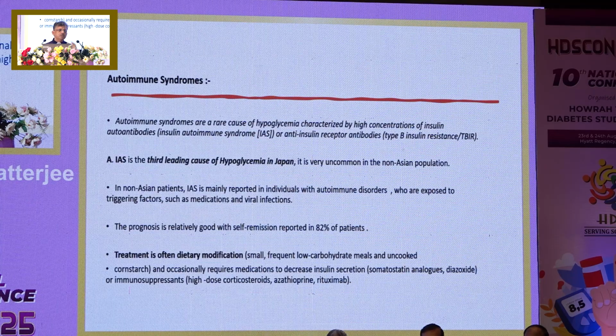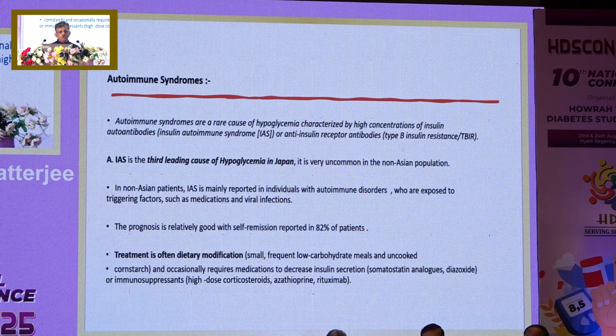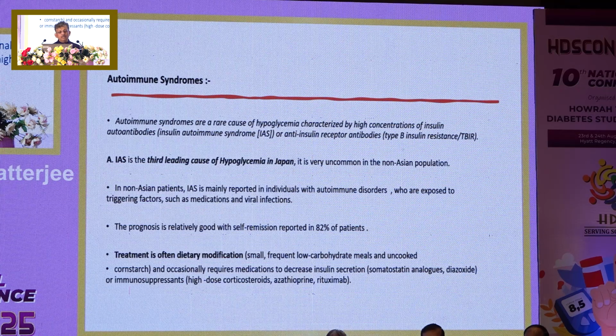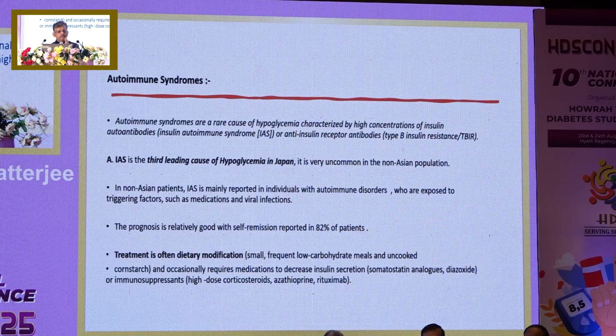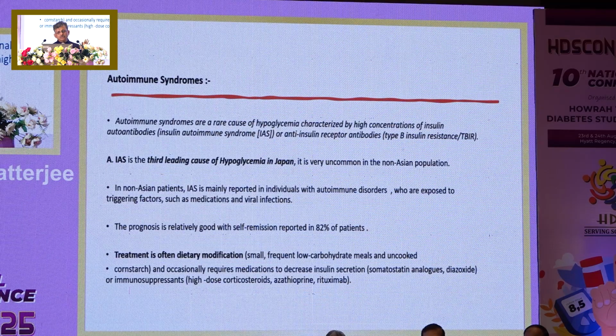Let us talk about a few even uncommon causes of hypoglycemia. One is an autoimmune syndrome. This is antibody mediated. There are mainly two types. One, insulin autoantibodies. They are antibodies against the insulin, and they actually stimulate the insulin receptor, causing hypoglycemia. This is called IAS, or insulin autoimmune syndrome.